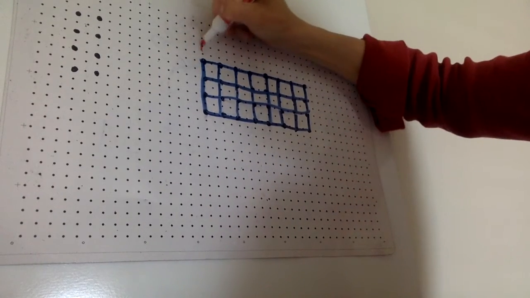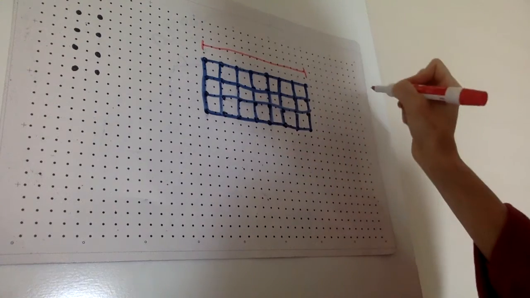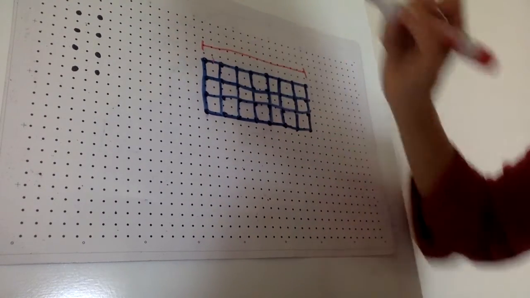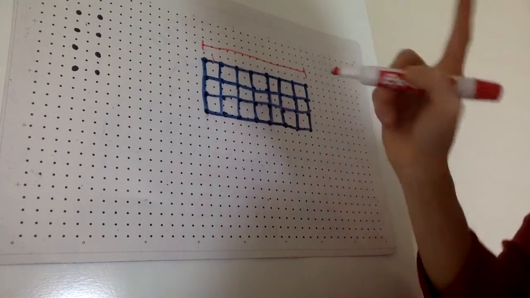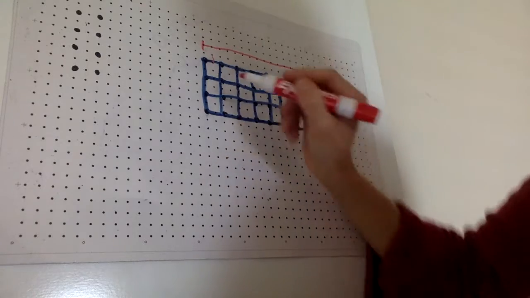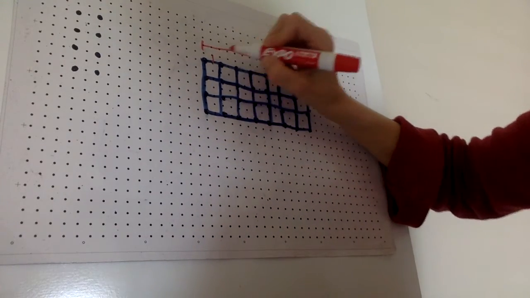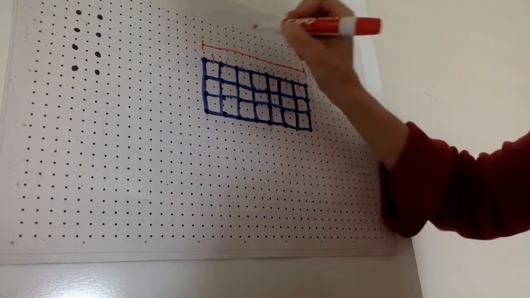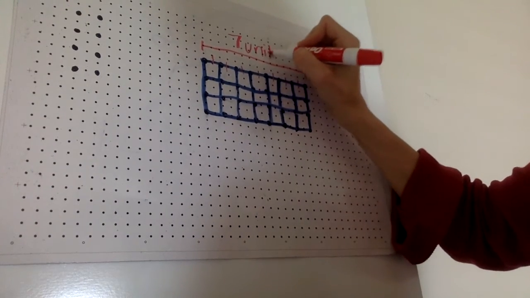So we need to find out how long this blue line is, and we do that by counting in the squares. Now, this is super important. We don't count dots. No, no, no. We're counting inside of the squares. So let's try it together. 1, 2, 3, 4, 5, 6, 7. This side is 7 units long.